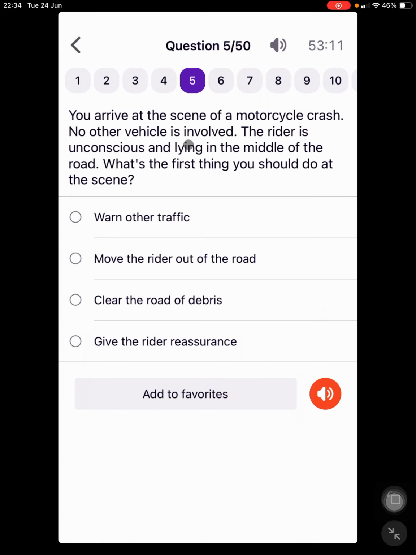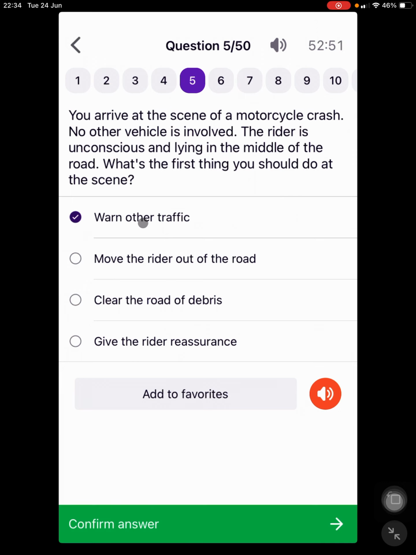See, the main point in this question is that the rider is lying in the middle of the road. So if the person is lying in the middle of the road, what do you do? You stop the traffic. First, you have to stop the traffic. That's why warn other traffic is the right answer. Because the person is lying in the middle of the road, you have to stop the traffic first. And how do you do that?